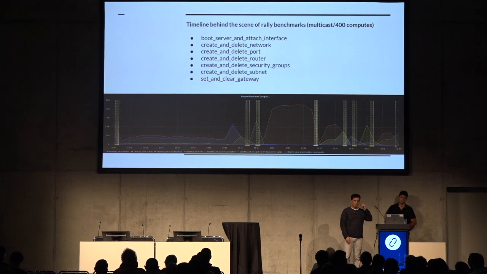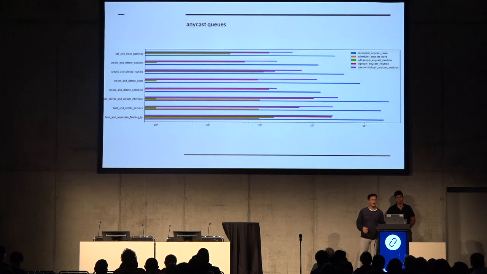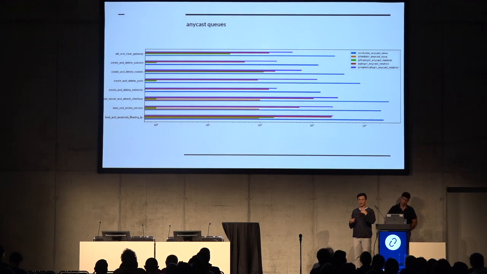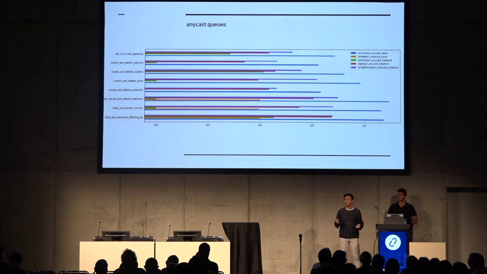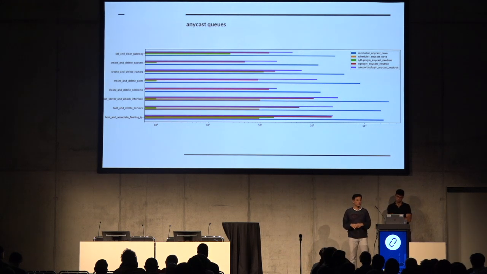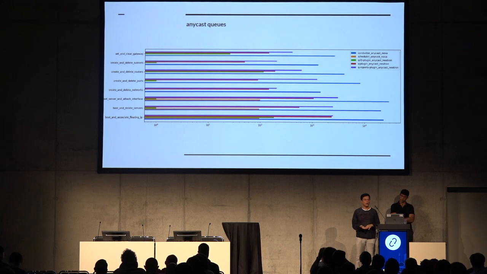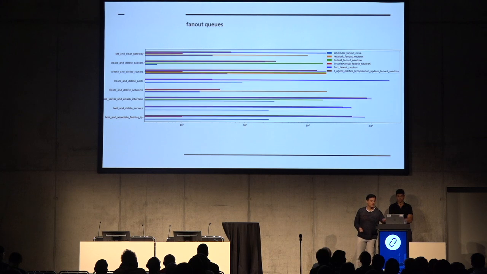The thing is, during the benchmark, there are a lot of messages going from the client, from the core and the edge, and between all the services. In this case, for example, for the anycast queries, we can observe that the conductor in the case of Nova sends a lot of messages. And in the case of the fan-out queues in the buses, we can observe that Neutron uses a lot of fan-outs.